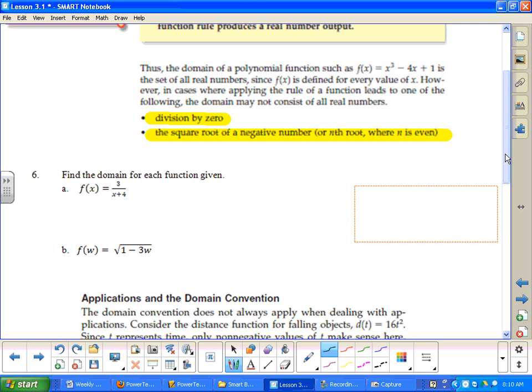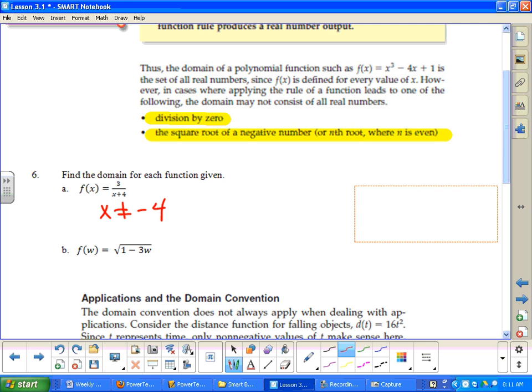Why can't it equal negative 4? We can't divide by 0, and what does that produce graphically? It does not produce a hole. It produces a vertical asymptote. There's just a gap there. So for letter A, the domain is that x cannot equal negative 4. And that's all you have to write: x is not equal to negative 4.